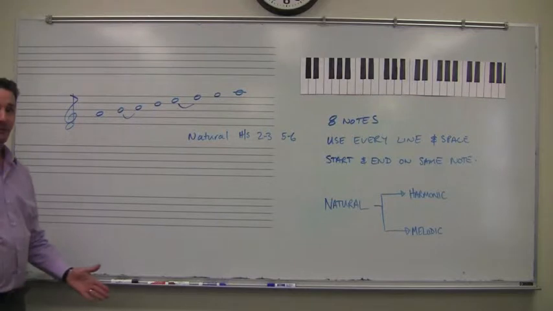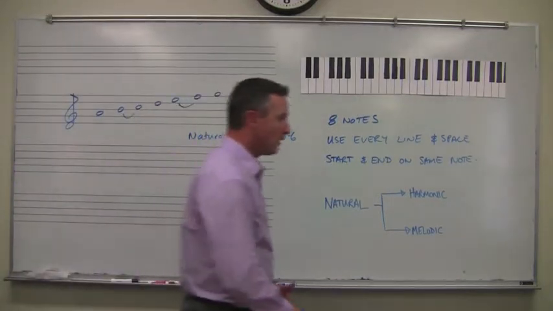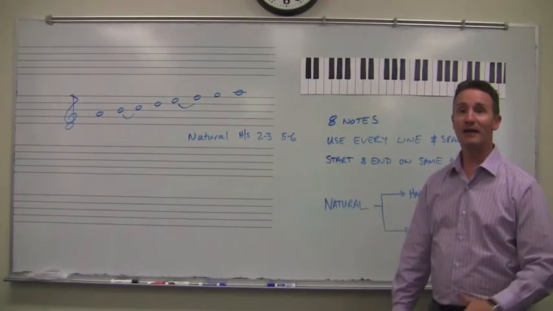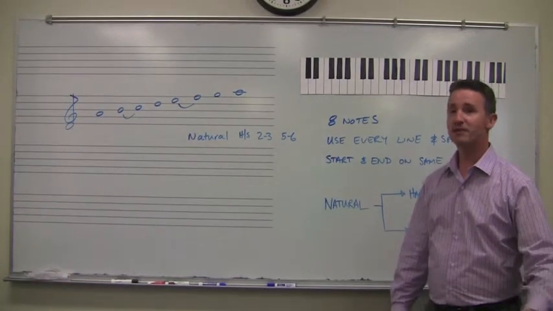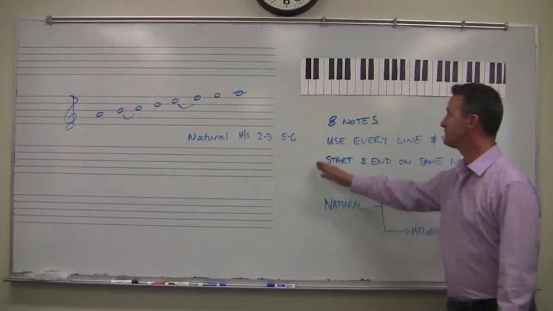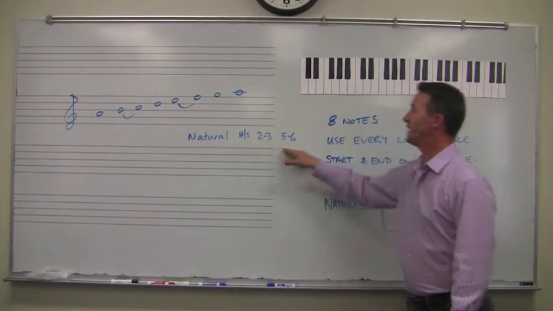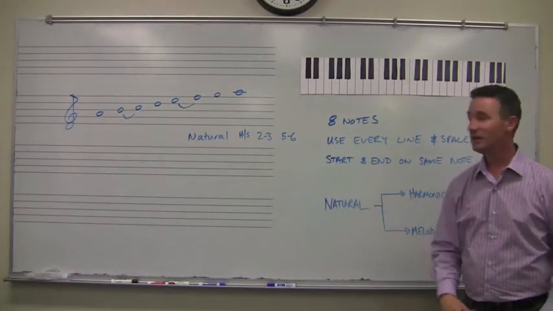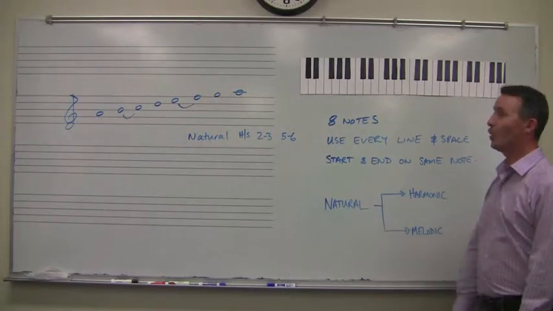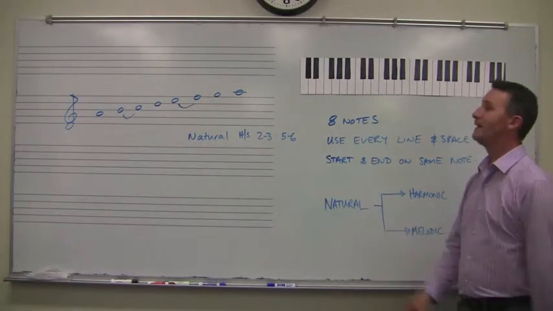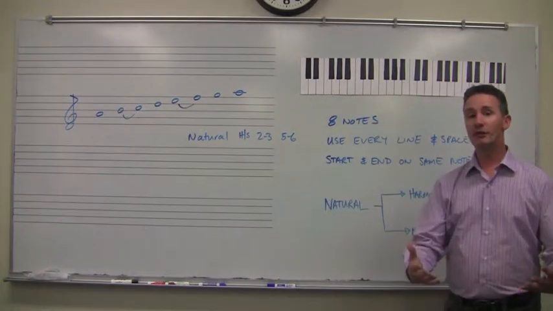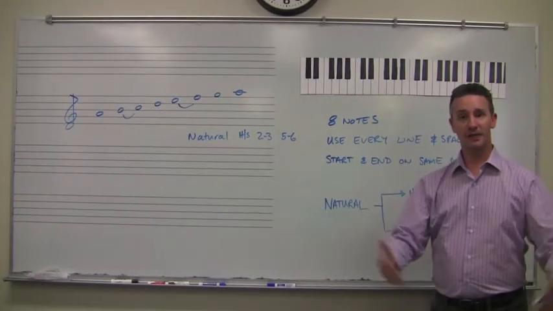Now, with that much information, I assume that you could go and write out any natural minor scale because it's exactly the same principle as it was for major. If you have been writing out major scales and you feel comfortable with that, all you have to do is follow these 3 parts and make sure that your half steps are located in a slightly different place from the major. So you still have 8 notes, you still use every line and space, and you start and end on the same note. If you do that, but make sure that you have a half step between 2 and 3 and 5 and 6, you will have created a natural minor scale.